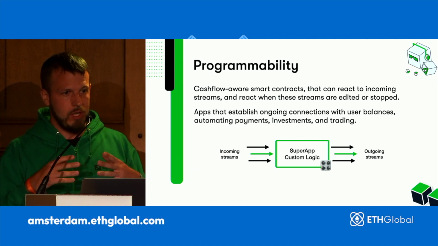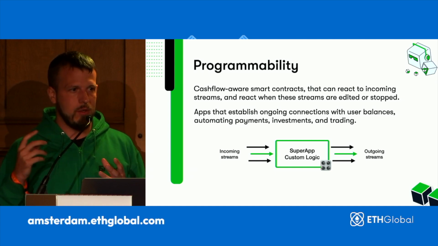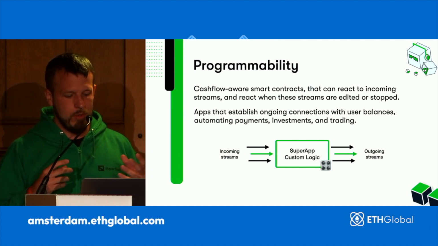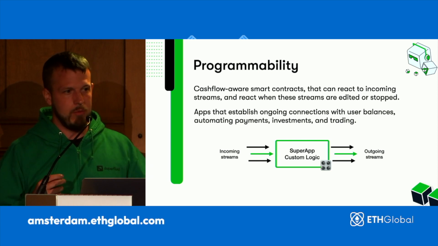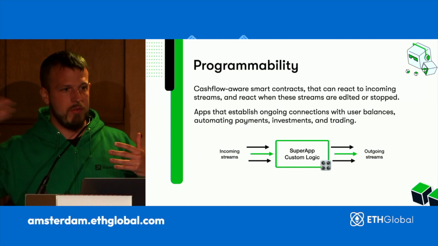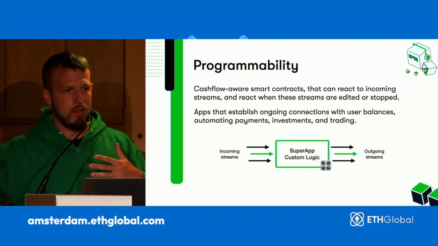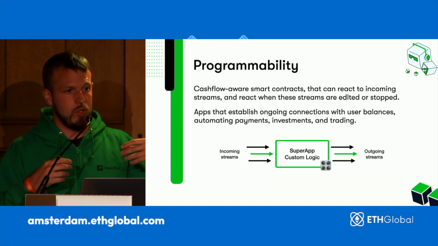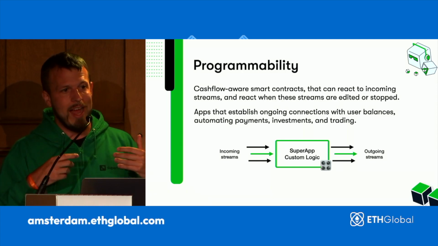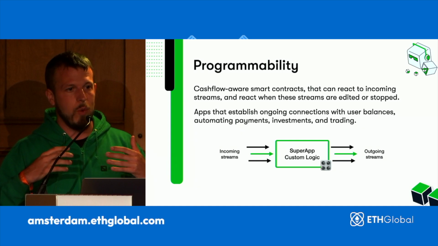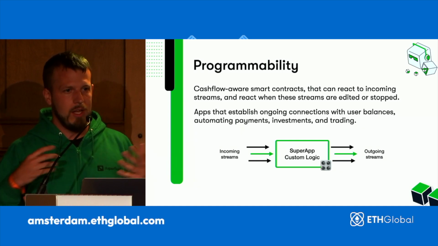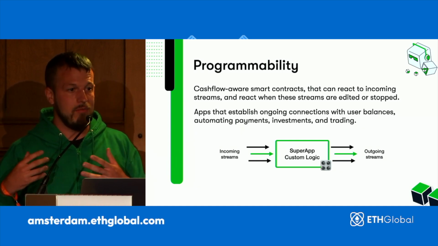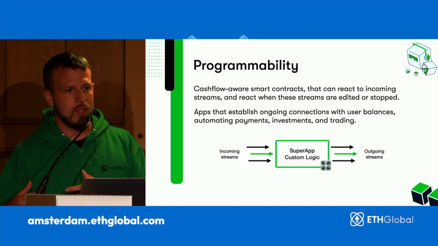So you open a stream to a super app, and you can execute custom logic. For example, this custom logic could say, I'm receiving funds from users, open streams to another account, right? And you can build this into the contract. And then, for example, if one of those streamers closes their stream, you can react again and add other logic for when streams are closed, right? So you can build these applications that react in real time to money coming in real time.